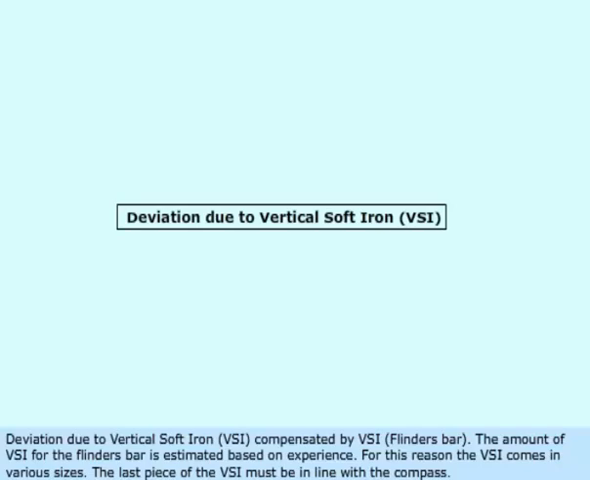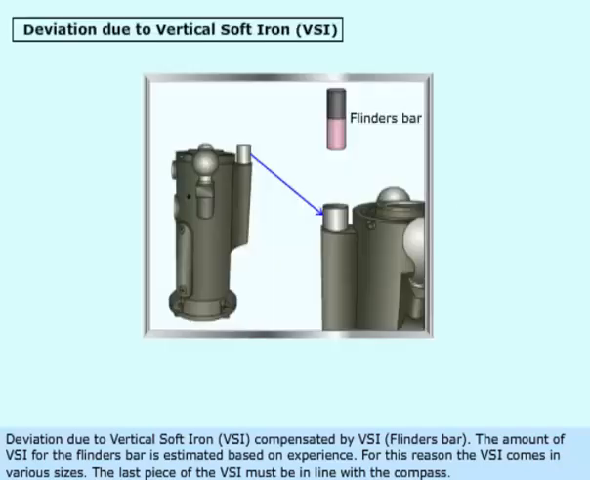Deviation due to vertical soft iron, VSI, is compensated by the VSI Flinders bar. The amount of VSI for the Flinders bar is estimated based on experience. For this reason, the VSI comes in various sizes. The last piece of the VSI must be in line with the compass.